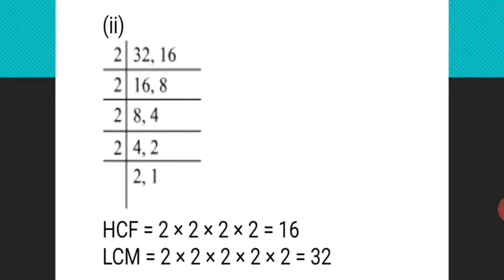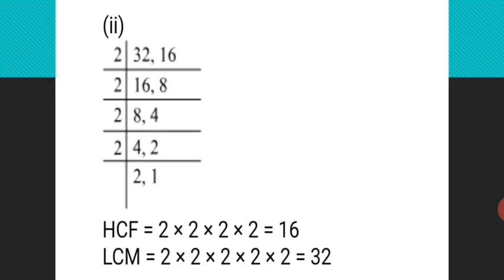Second sum, we have to find HCF and LCM of 32 and 16. So first, let's find the factors. 2 16s are 32, 2 8s are 16, 2 8s are 16, 2 4s are 8. Again, third step, 2 4s are 8, 2 2s are 4. And fourth step, 2 2s are 4 and 2 1s are 2.